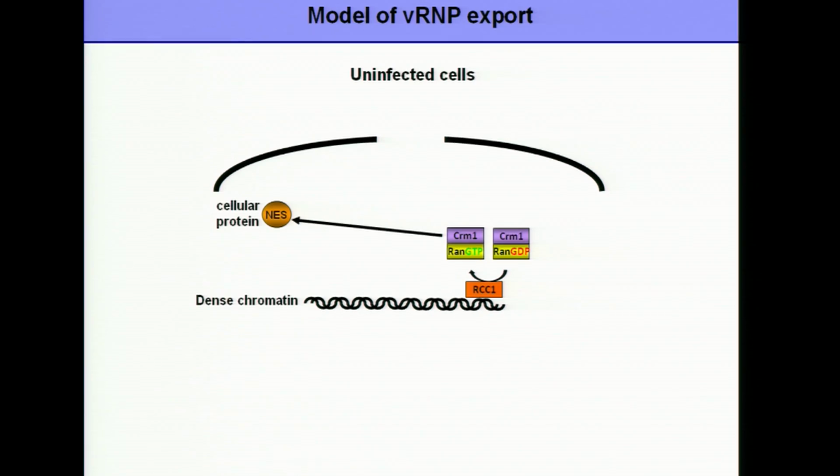So based on these data, we've postulated a model of how export might work both in uninfected and in infected cells. So the model we have is that in uninfected cells, like I said, you have these complexes containing both Crm1 and RAN GDP, and these need to be converted to RAN GTP in order for export to occur. This occurs on the chromatin. However, all the data suggests that the cellular proteins which are exported by Crm1 are not located on this transcriptionally inactive chromatin, but in other domains of the nucleus. And therefore, there has to be a movement to a distal site.